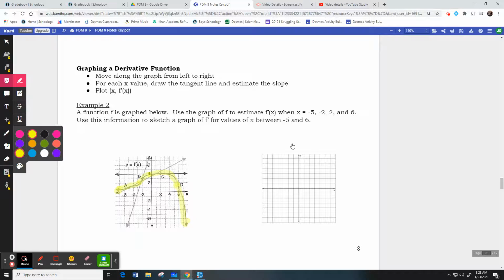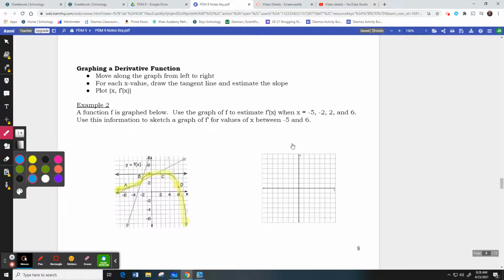And then you'll notice that there are, like here's a point A, and then you can see here is your tangent line right here. All right, and then there's a point B, a point C, a point D. So what you're going to do is move along the graph from left to right. For each x value where there's a point, so at A, B, C, and D, you're going to draw the tangent line, which in this case is done for you, and estimate the slope. And then you're going to plot the points.